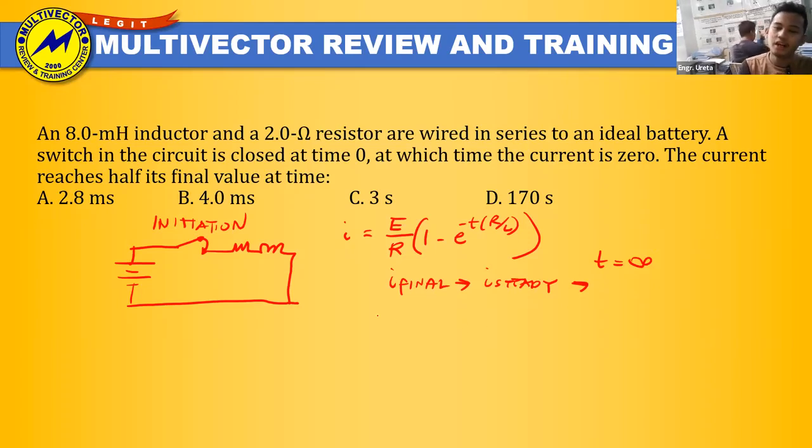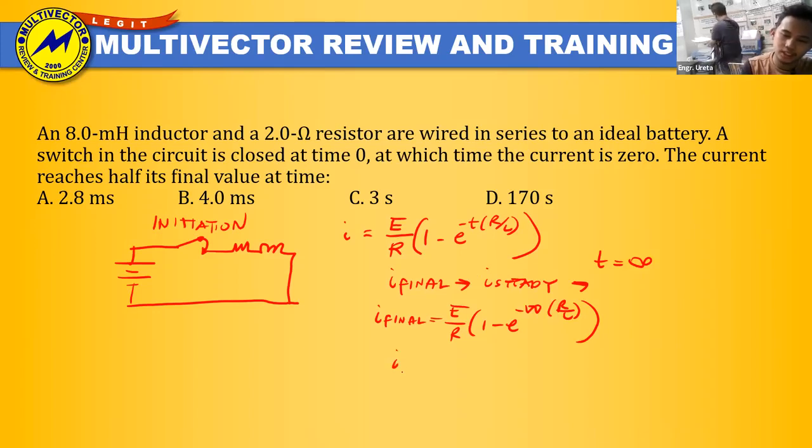Okay, therefore, the final current is just equals to E all over R times 1 minus E raised to negative infinity RL. Okay, infinity multiplied by RL is infinity. E raised to negative infinity is 0. Okay, 1 minus 0 is 1. Therefore, the final current natin is just equals to E all over R.